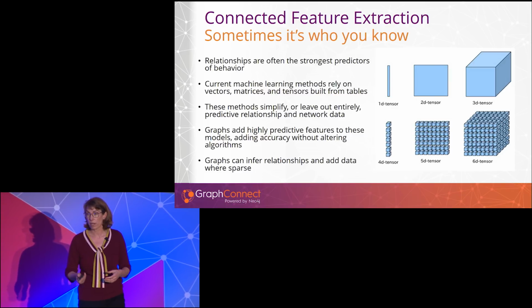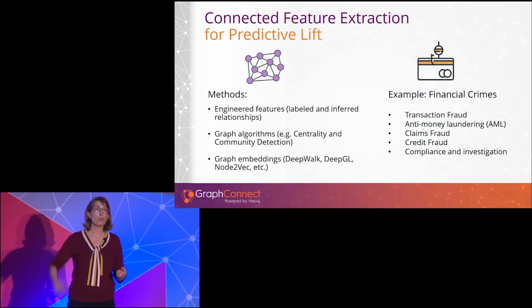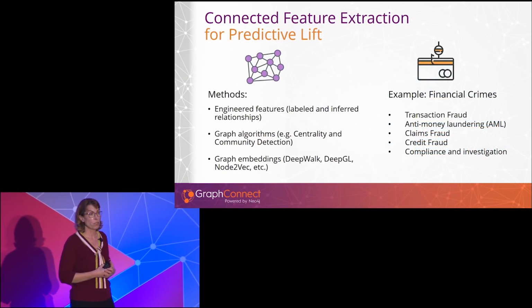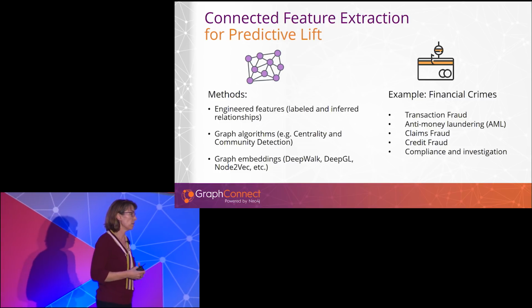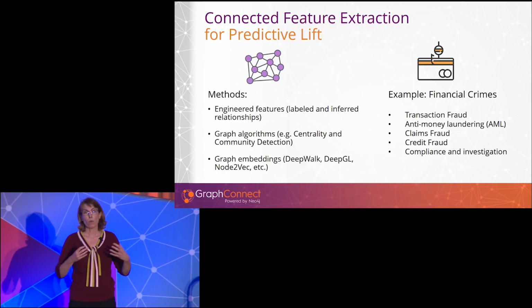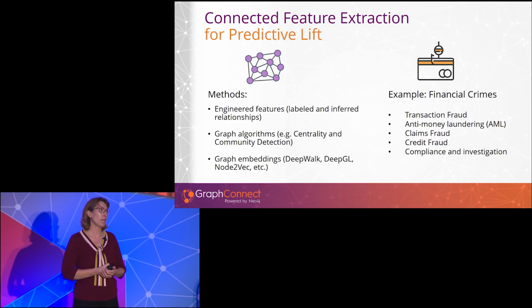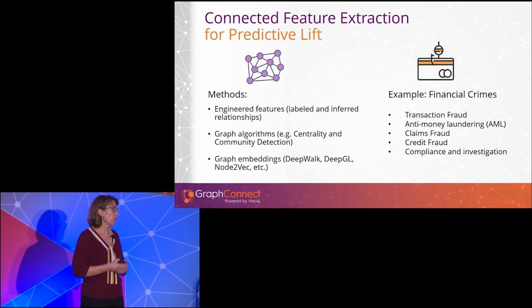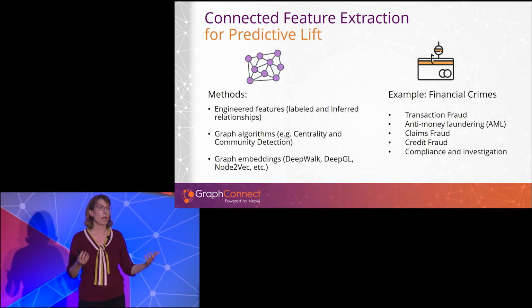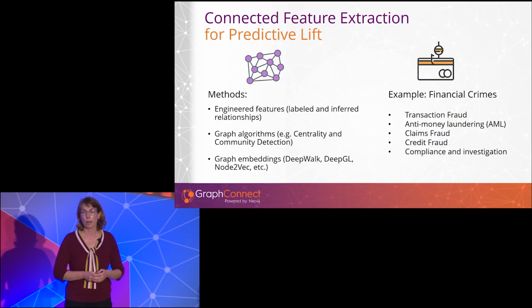And we have a couple different methods that you can use to do connected feature extraction. You can use engineered features. So those are looking at labels or inferred relationships where you know what you're looking for. I want to know how many, at 4 hops, how many people have a fraudulent account. And I want the count, and I need to abstract that and then use that in another way.